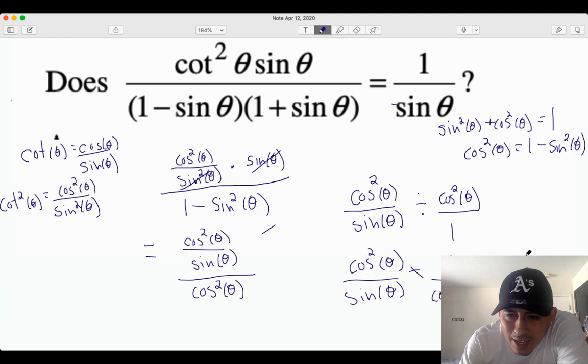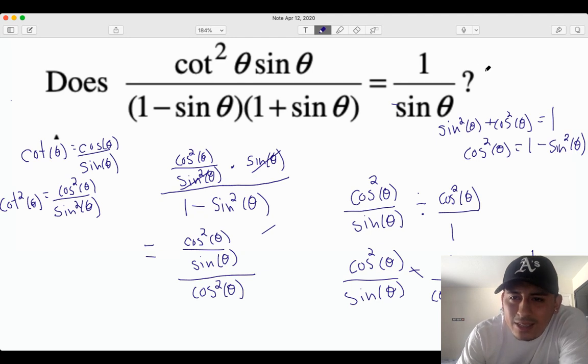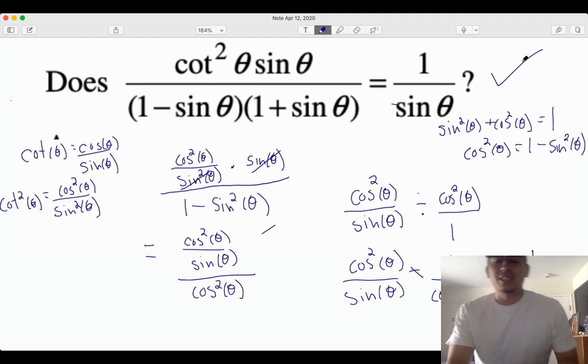And then after I simplify this out, I'm going to get that this is equal to 1 over sine of theta. So this is true. Is the left side of this expression equal to the right side of this expression? And yes, it is. All right, cool.